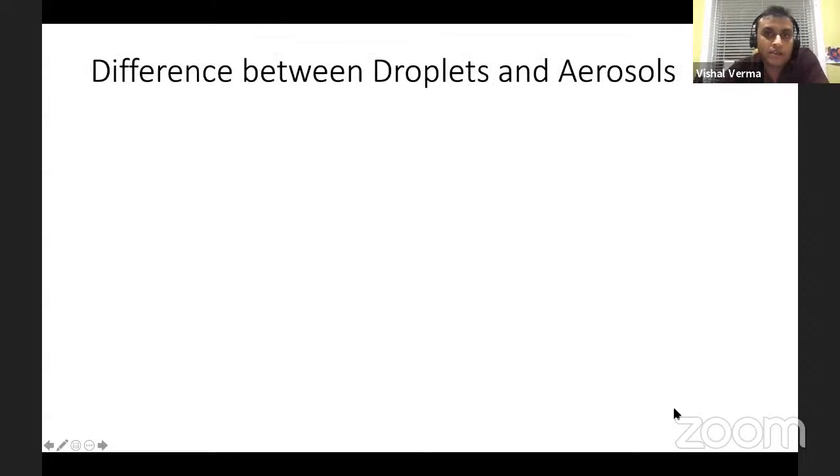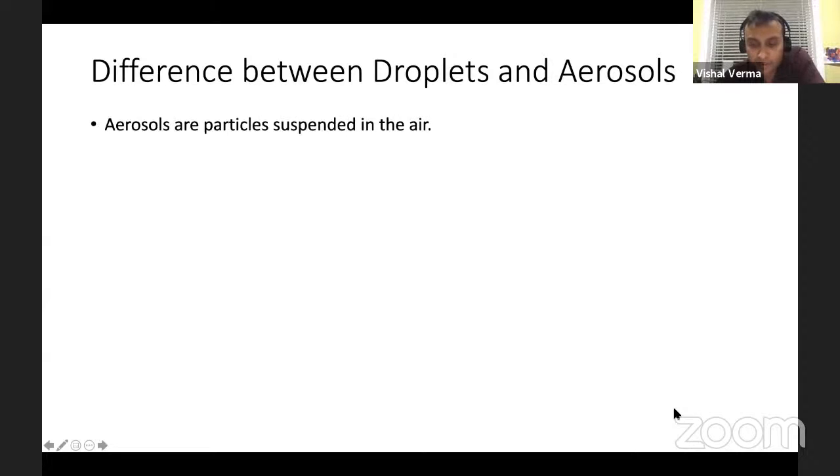Before I actually talk about the transmission mode, I would like to make this distinction between droplets and aerosols. Honestly, I found it quite complicated before I actually started looking into this area. I'm an aerosol scientist. I do not have any biological background. I'm not a doctor, but what we have been taught in aerosol science and engineering is that aerosols are the particles suspended in the air.